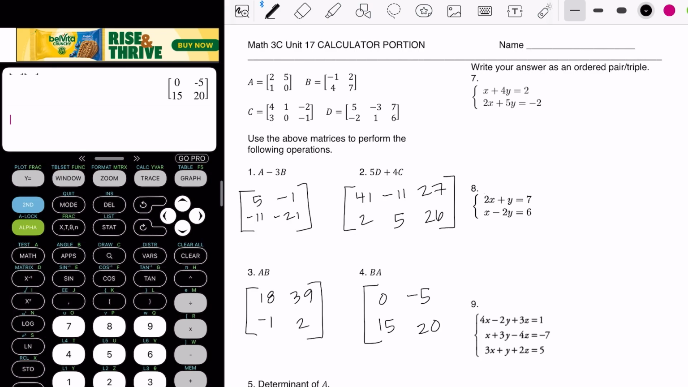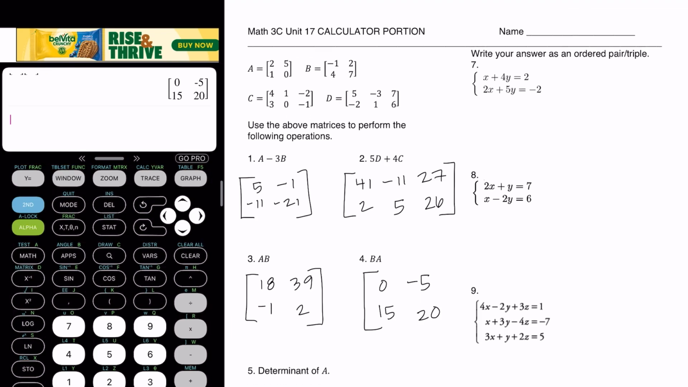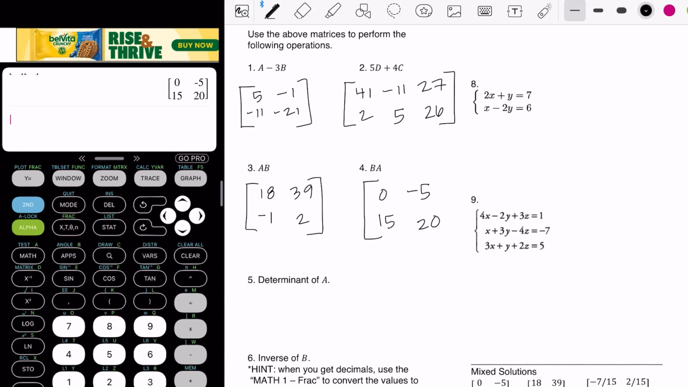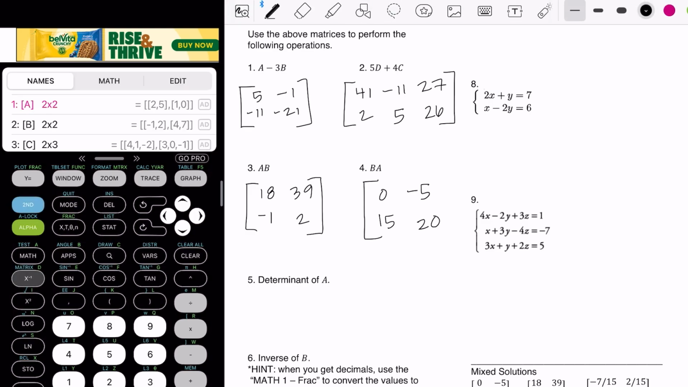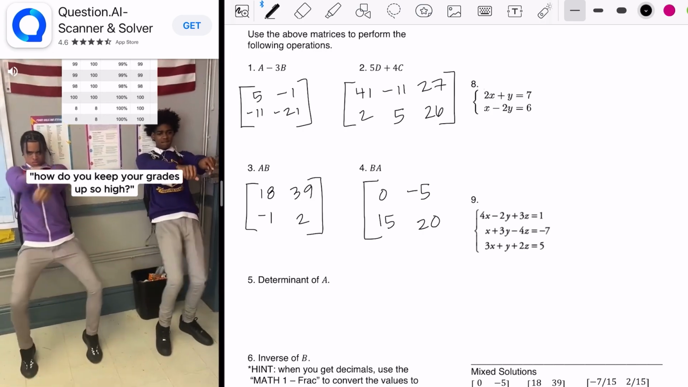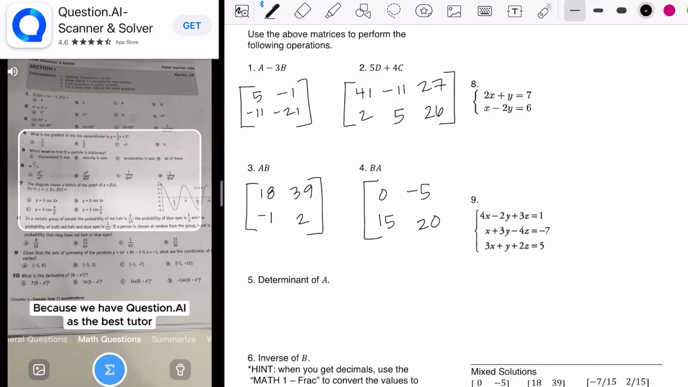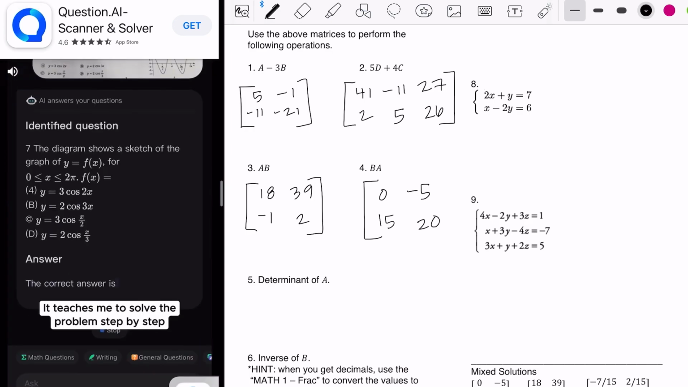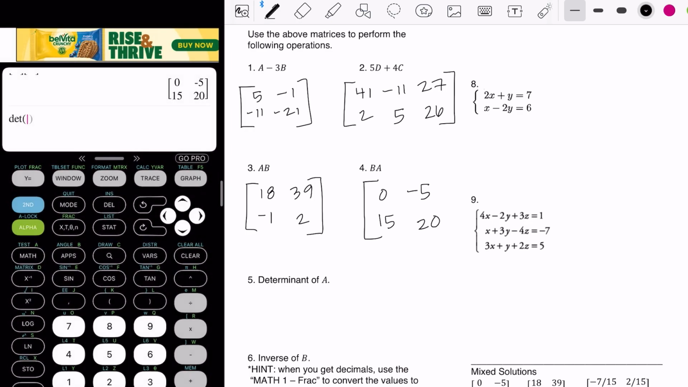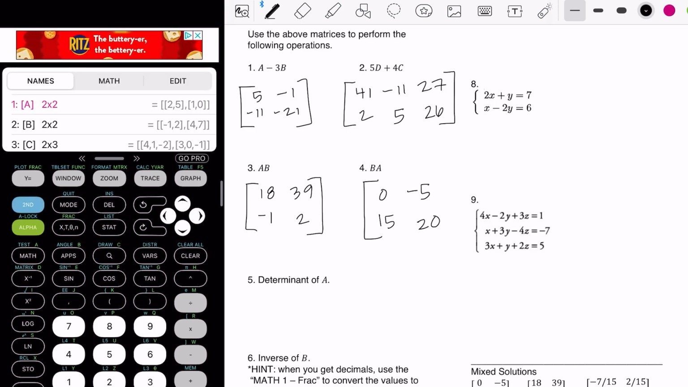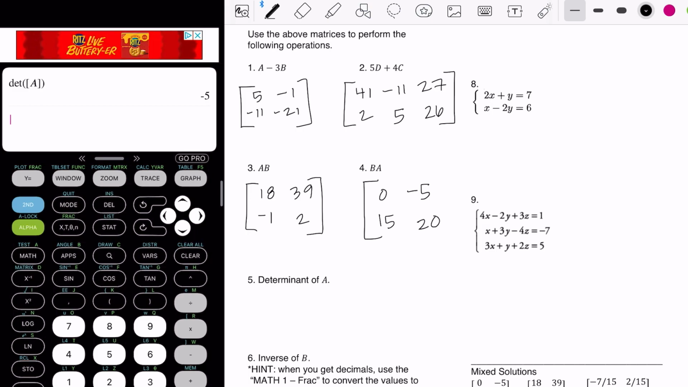And then this next one says the determinant of A. So to find that, we're going to go second matrix, and then we are going to scroll over to the math section and just pick option 1 for determinant. And then that's the determinant of A. So we need to call up A and then hit enter, and you can see that it's -5.